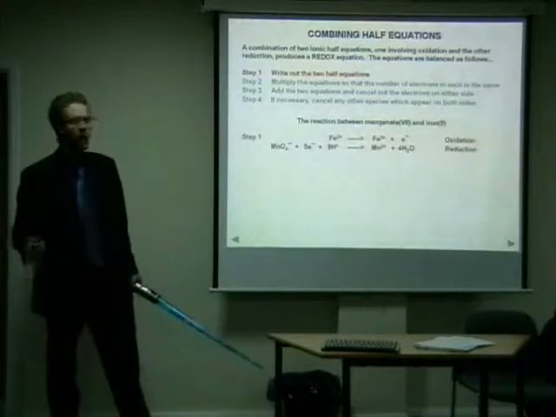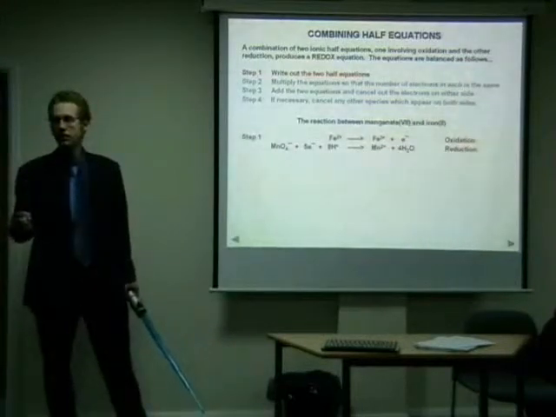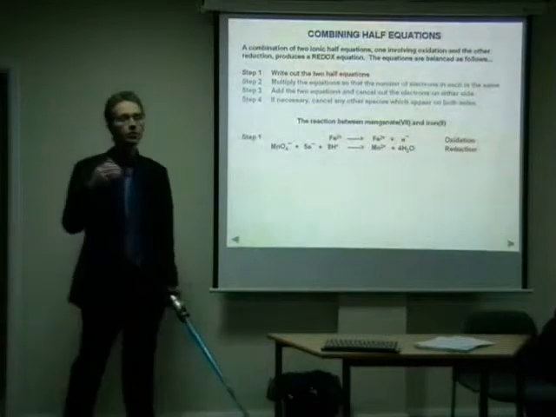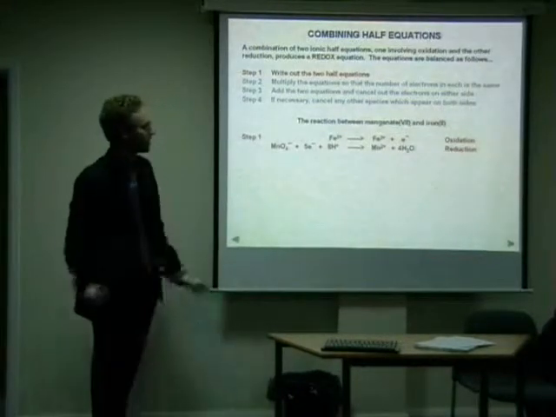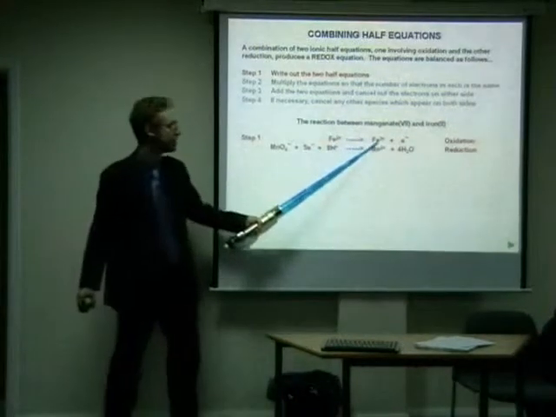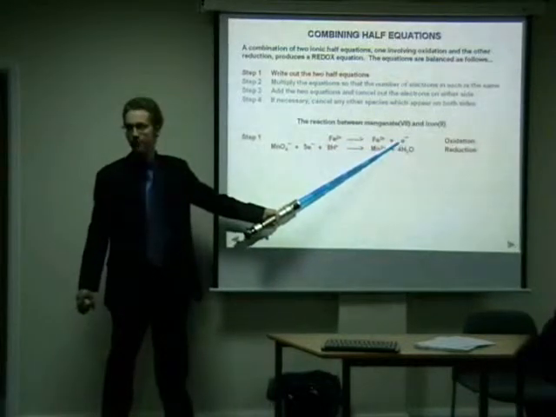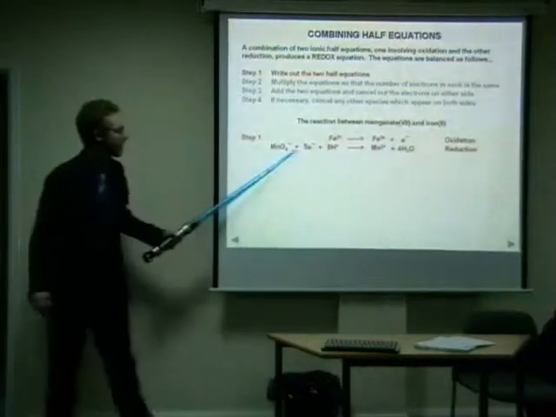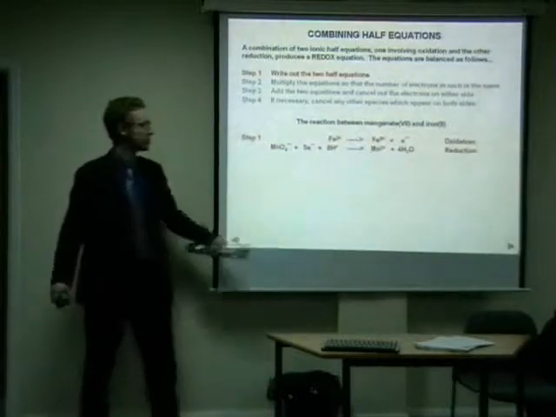Okay. An oxidation half equation is going to have to be combined with a reduction half equation. So here we have Fe2 plus going to Fe3 plus plus e minus. Happy with that? Here we have the manganate going down to Mn2 plus.